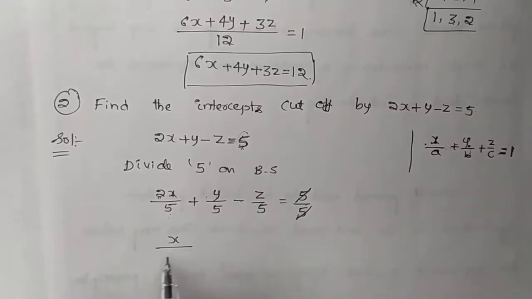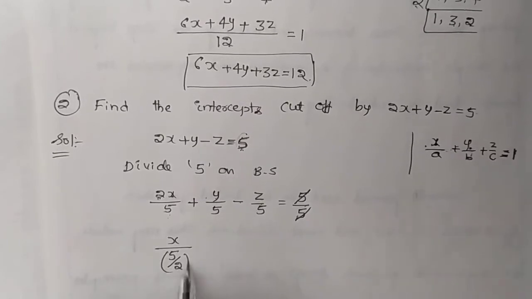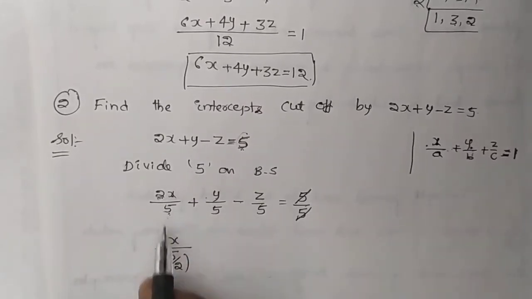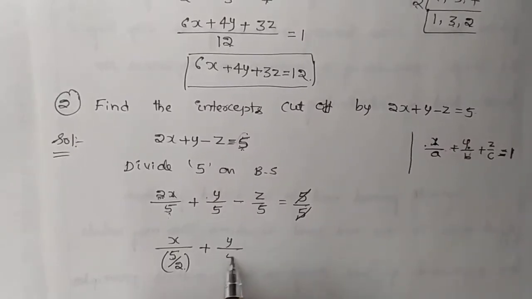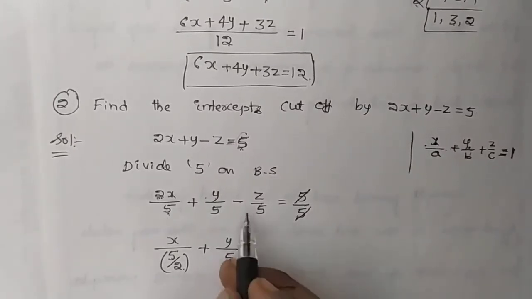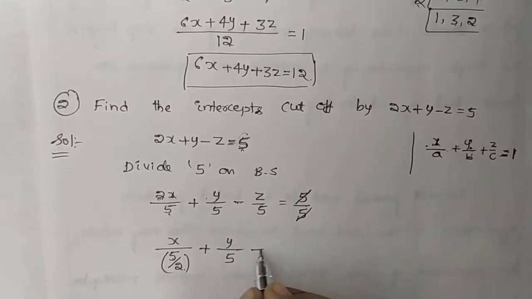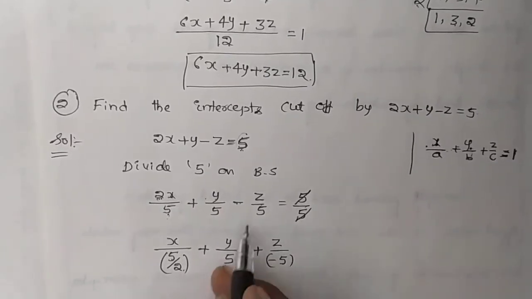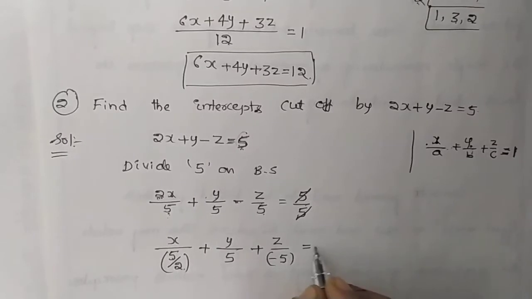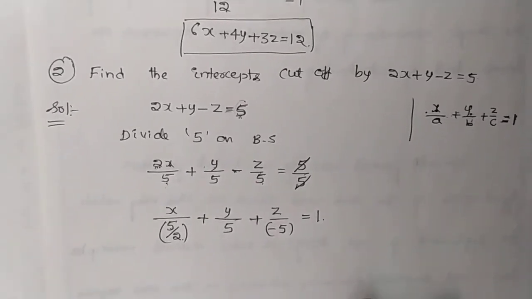Then that will be x divided by 5 by 2. If we take 2 in the denominator, then we will get 5 by 2, plus y divided by 5. Here we want plus, so you just write it as a plus: z divided by minus 5 equals 1. Hence it is the equation of a plane in intercept form.